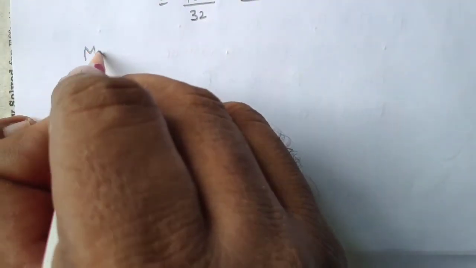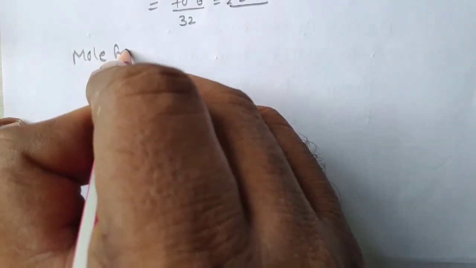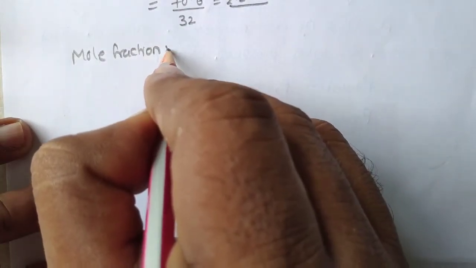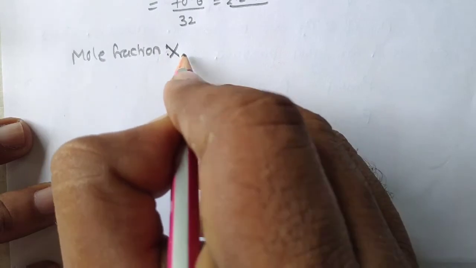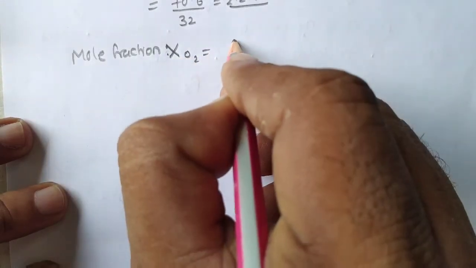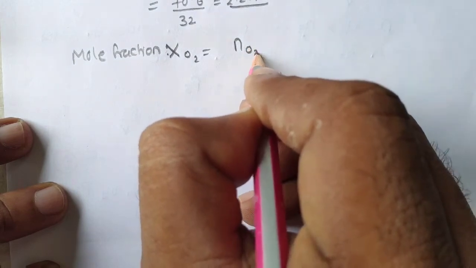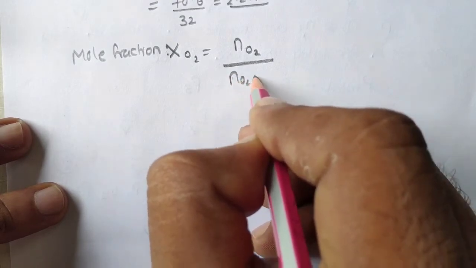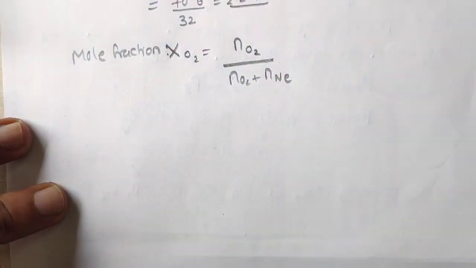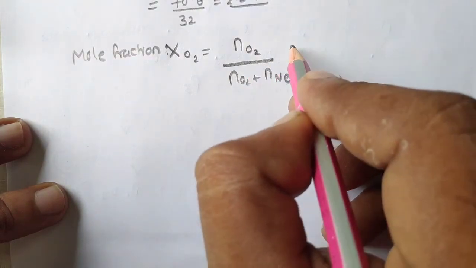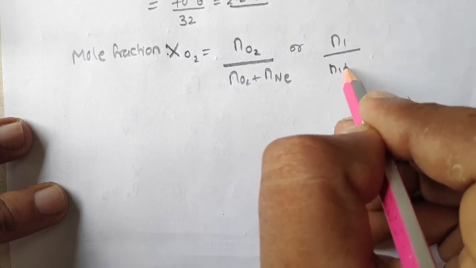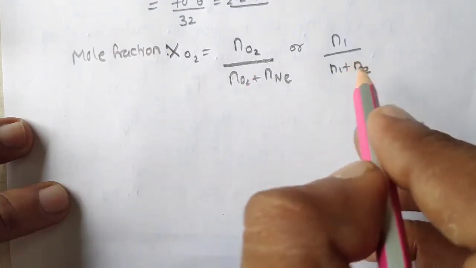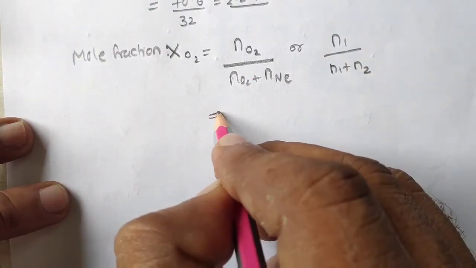Now we will find out the mole fraction. We know the formula: mole fraction X of O2 is equal to moles of O2 upon moles of O2 plus moles of neon. If you want, you can also write it as N1 upon N1 plus N2. This is the formula for mole fraction, X1 is equal to N1 upon N1 plus N2. Understood?